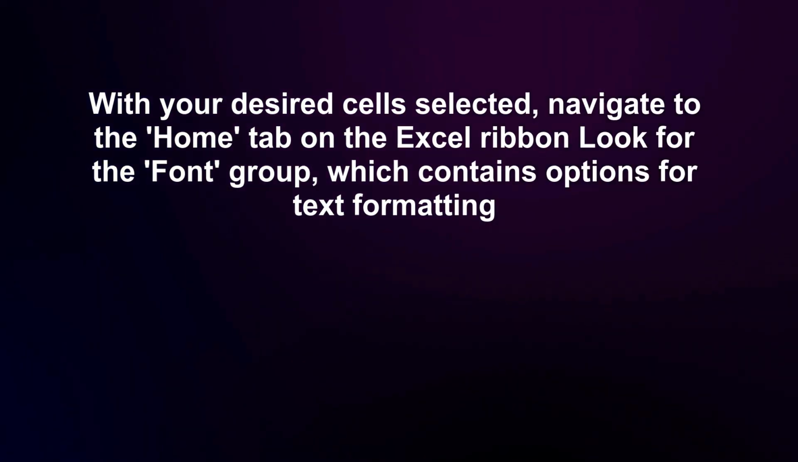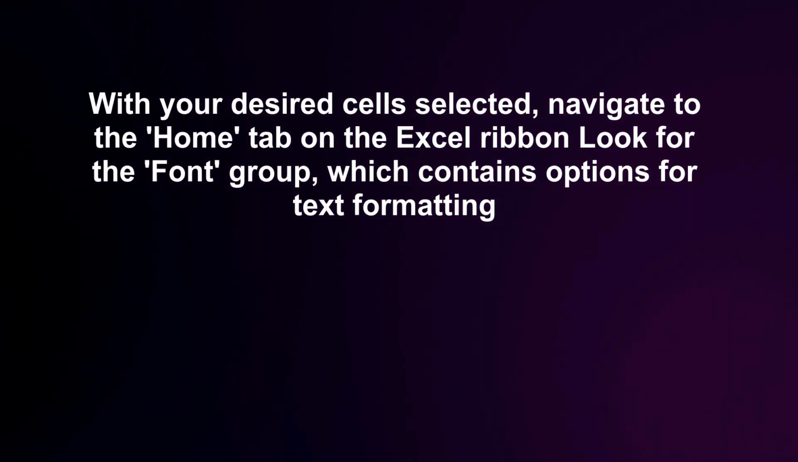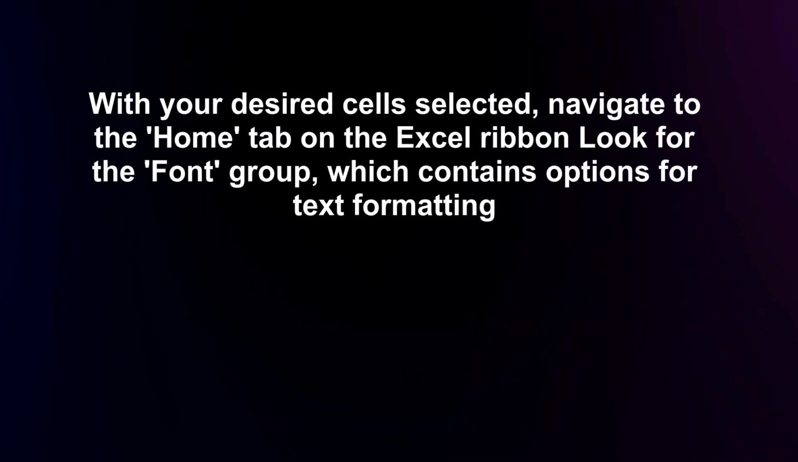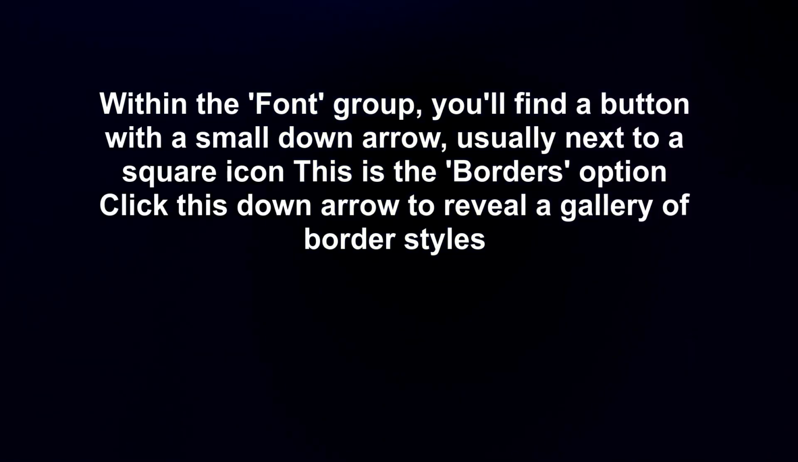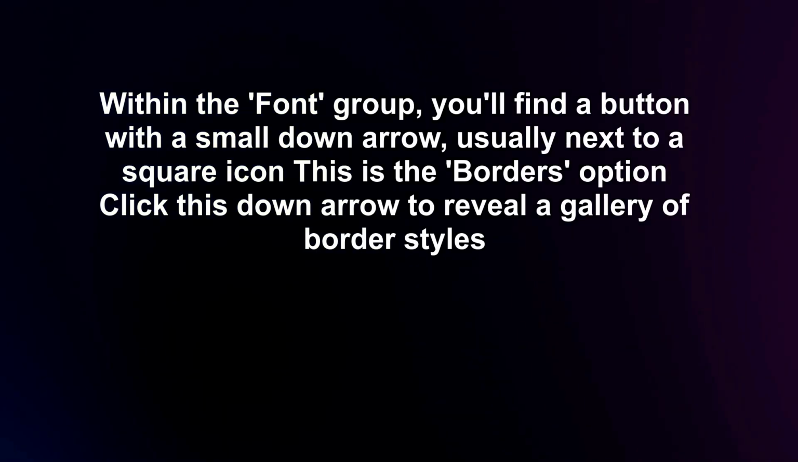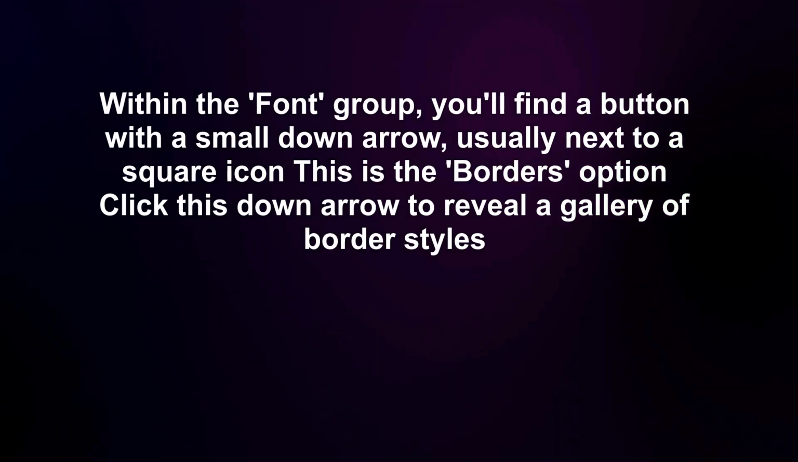With your desired cells selected, navigate to the Home tab on the Excel ribbon. Look for the Font group, which contains options for text formatting. Within the Font group, you'll find a button with a small down arrow, usually next to a square icon. This is the Borders option.